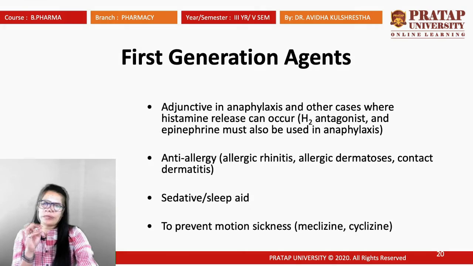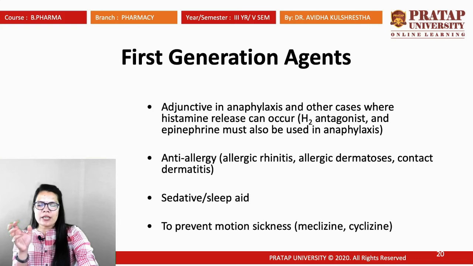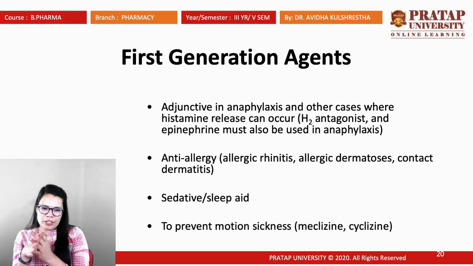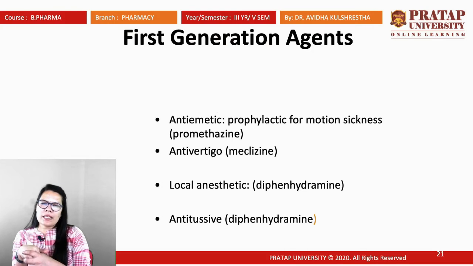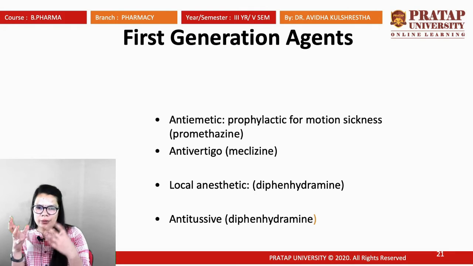First generation agents are used in allergic conditions, allergic dermatosis, contact dermatosis, any kind of allergy. Or these can be sedatives or sleeping aids also. A person suffering from severe allergy can easily sleep with these drugs. They also prevent motion sickness. People having motion sickness while traveling can easily use these drugs, meclizine and cyclizine. Common allergies can be cured with these drugs. Antiemetic means this is prophylactic for motion sickness, and anti-vertigo, meclizine.